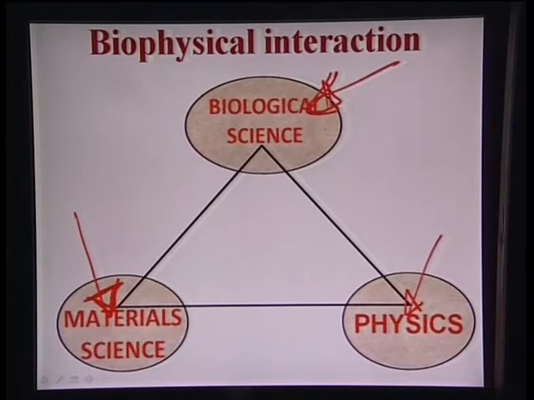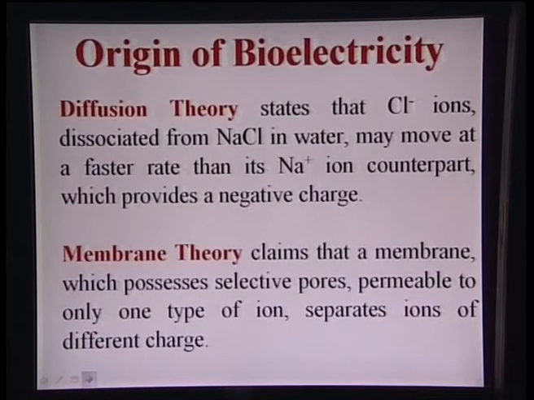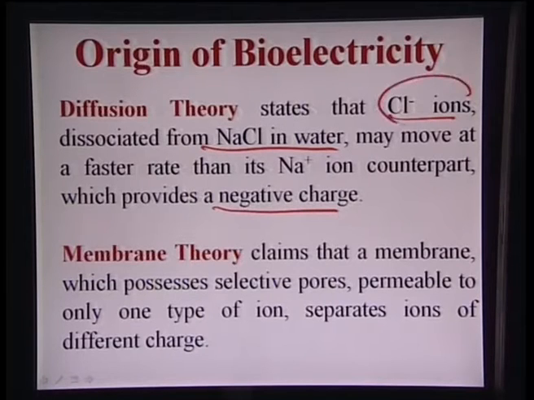Now, on the origin of bioelectricity, there are essentially two schools of theories. One is the diffusion theory, which states that chlorine ions dissociated from sodium chloride in water may move at a faster rate than their sodium plus counterpart, and therefore provide a negative charge. What it means is that chlorine ions, which are also available in large quantity in blood and other body plasma, as well as sodium plus ions.